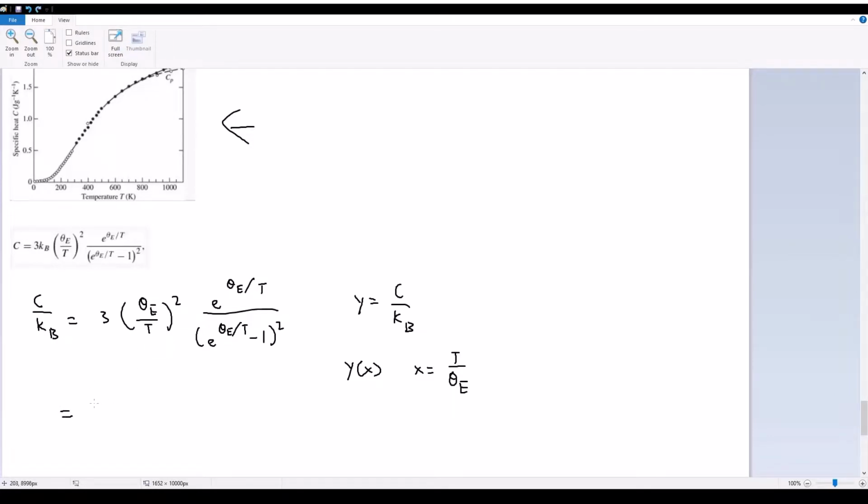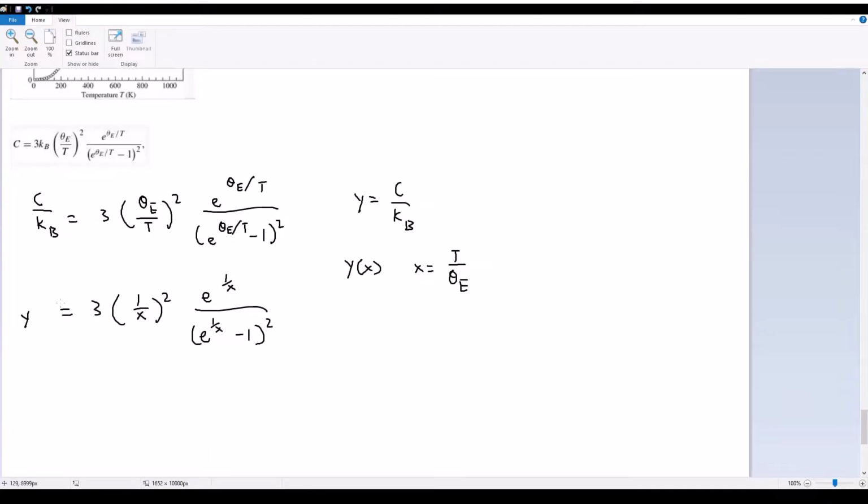So we see that this is just going to be 3 times 1 over x squared, right? Because 1 over x is going to be theta E over T, times e to the power of 1 over x, divided by e to the power of 1 over x minus 1, squared. And if this is our y function, then now our task is just to shove this into Desmos and basically graph this out. And I've already done this, the resulting function looks something like this.